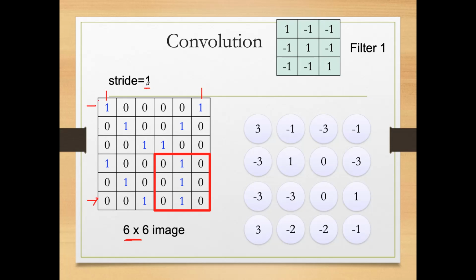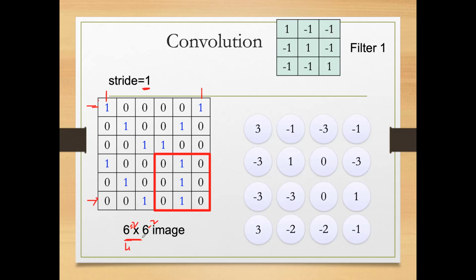And another thing is the stride equal to 1. Due to the stride equal to 1, one row and one column will be deleted. So 6 minus 2, because one row, one column, 2. So 6 minus 2 will be 4, and 6 minus 2 will be 4.